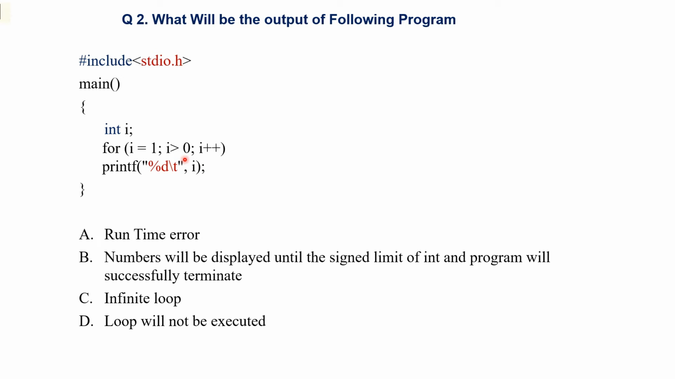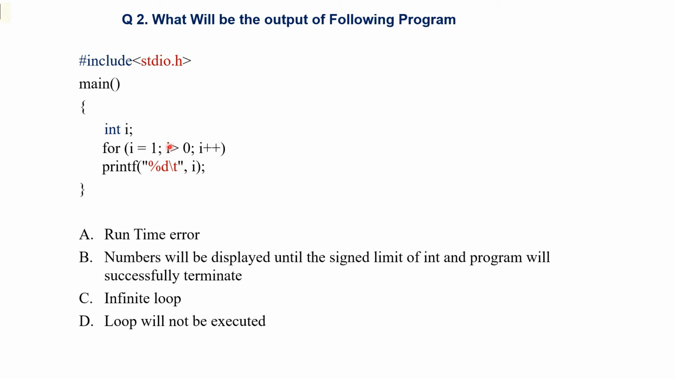But in C language, whenever a variable reaches the maximum value, so here I is of integer type, the maximum limit of integer is 32767, which may vary according to the compiler, but in a 16-bit compiler we consider the maximum limit as 32767. As this value becomes 32767, its next value will be equal to the minimum limit of integer, which is minus 32768.